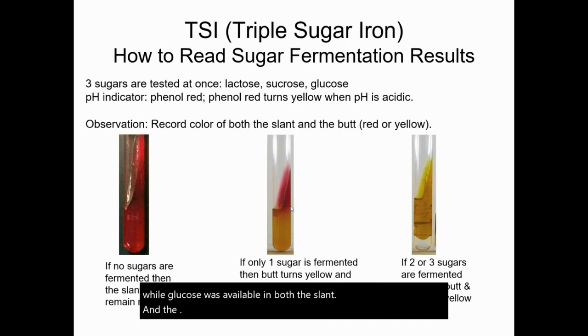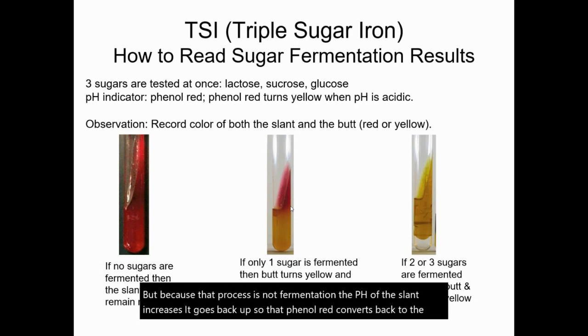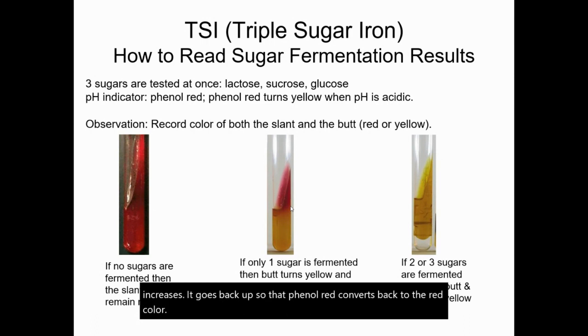But once that slant was lacking glucose because it had been all used up, the bacteria in that slant region have no choice but to metabolize some other nutrients in the media. But because that process is not fermentation, the pH of the slant increases. It goes back up. So that phenol red converts back to the red color. All right, so that's why your slant is red.